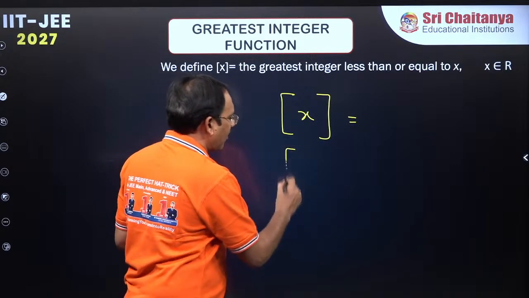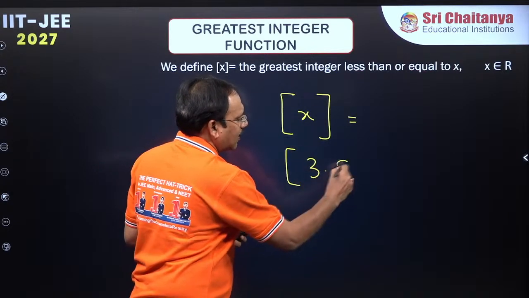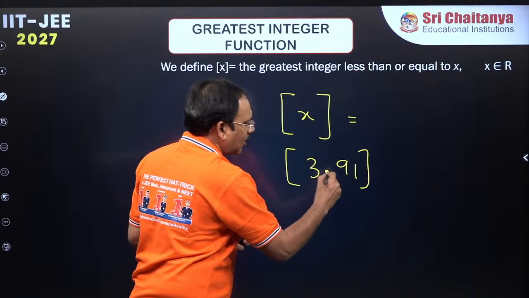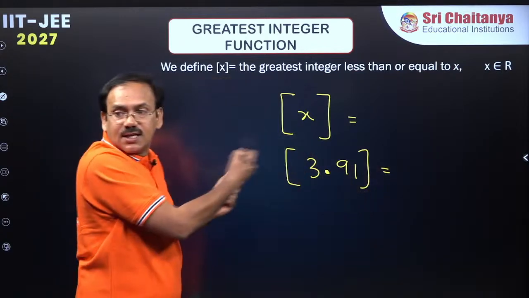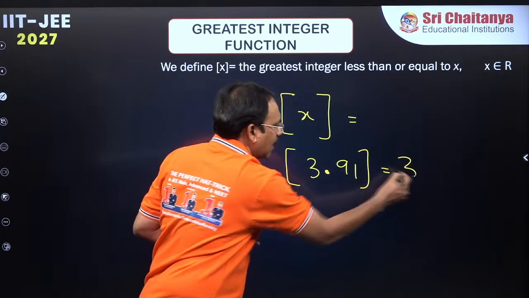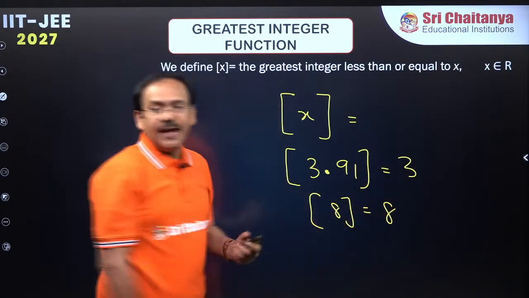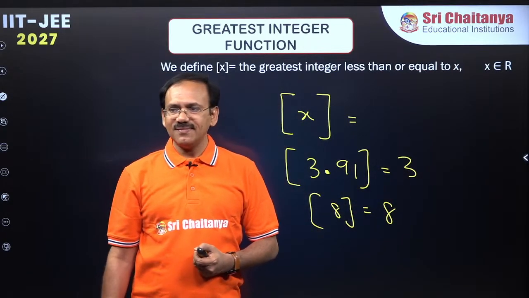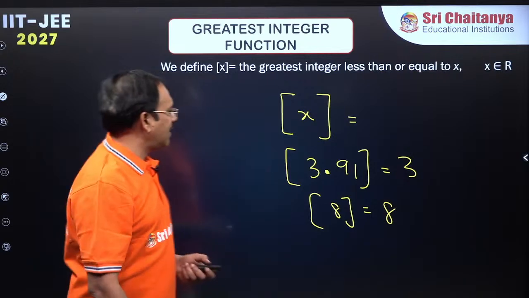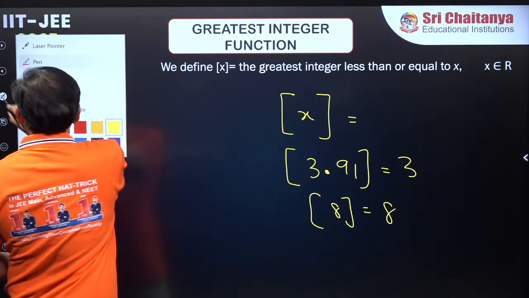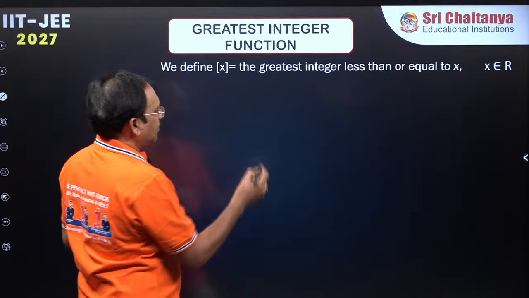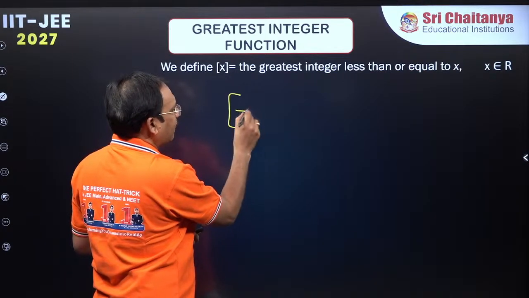So, step of 3.91, since it is a non-integer, the integer just before it, 3, is the answer. Step of 8, since 8 is an integer, 8 itself is the answer. Very nice. Yes, dear students, here itself I would like to ask you to find step of minus 2.